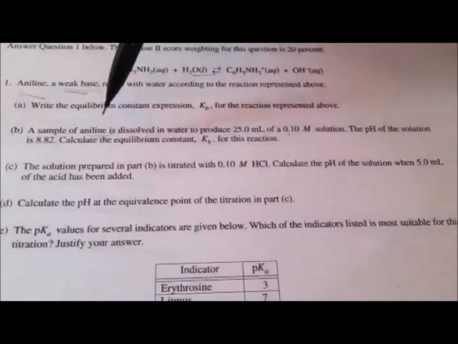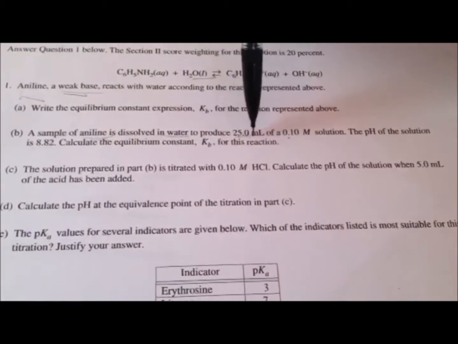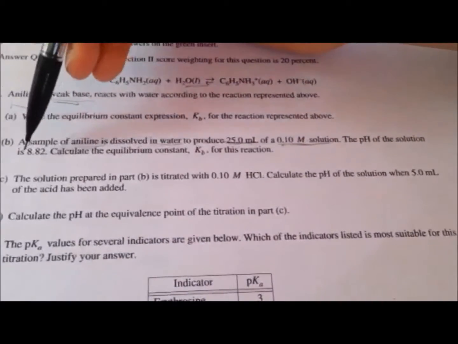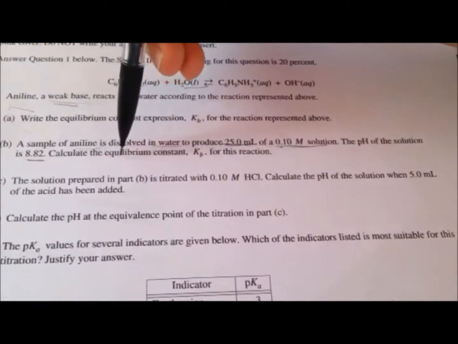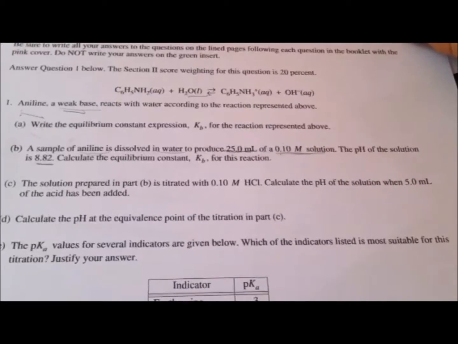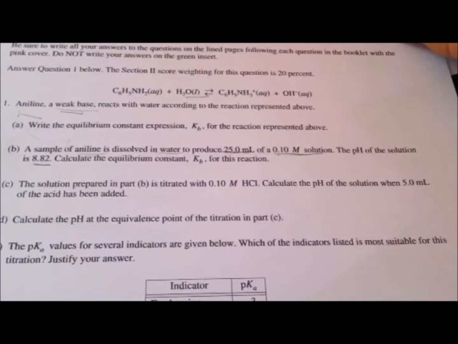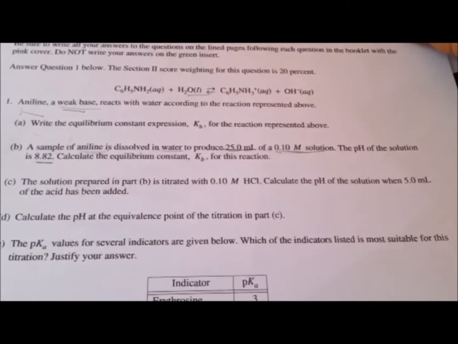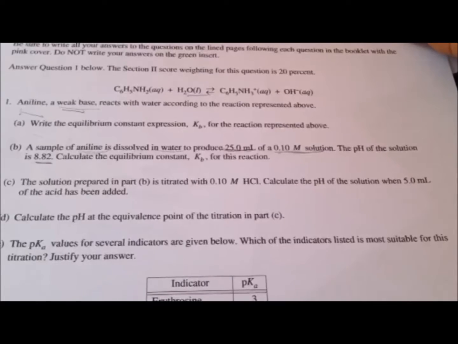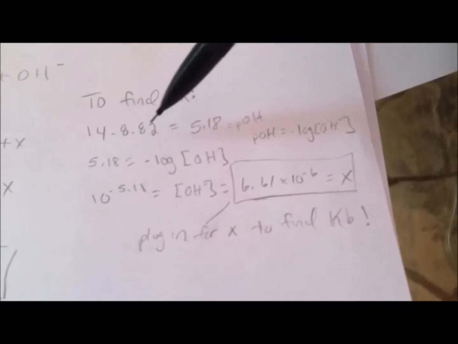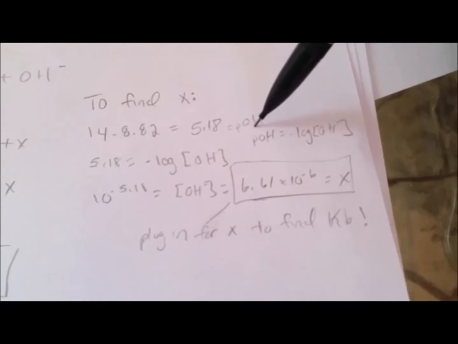Part B. A sample of aniline is dissolved in water to produce 25 milliliters of a 0.1 molar solution. The pH of the solution is 8.82. Calculate the equilibrium constant Kb for this reaction. Right now we are working with a weak base, and they are giving us the pH value. The first step, we need to convert our pH to pOH by using the pH scale equation. pH plus pOH equals 14. When we subtract 8.82 from 14, we get 5.18 is equal to the pOH.